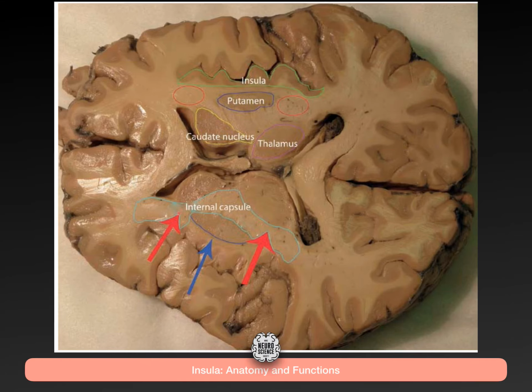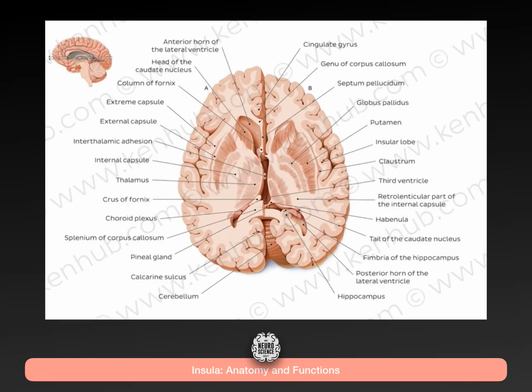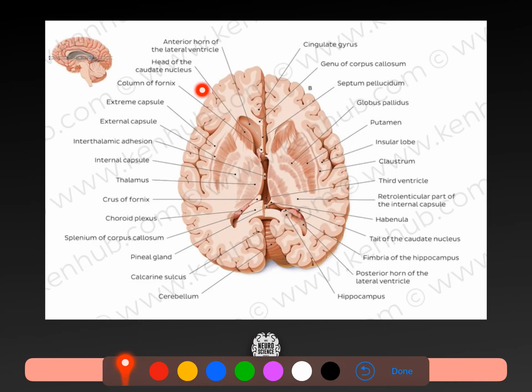So that is the anatomy of the insula. And here's another cross-section with a little bit more detail. And I want you to note, in fact, some things here. But again, this is a structure, this is a cut that you should be very, very familiar with. And I mean really familiar with.